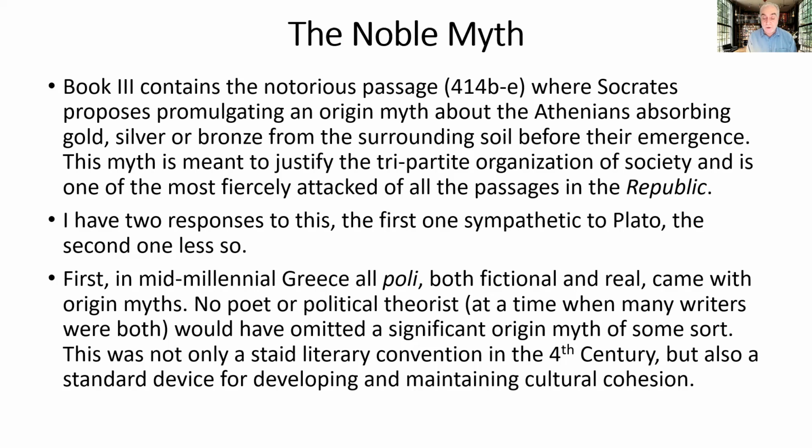No poet or political theorist, at a time when many writers were both, would have omitted a significant origin myth of some sort. It was a staid literary convention in the 4th century. You just expect in any kind of utopian work such as this, or in any kind of epic poem about some people or nation or hero, that there would be an origin myth. It was absolutely standard. It would have been weird if he hadn't had an origin myth. And he has more and different origin myths in, for example, the Timaeus, where he really gets into cosmological and mythological matters.